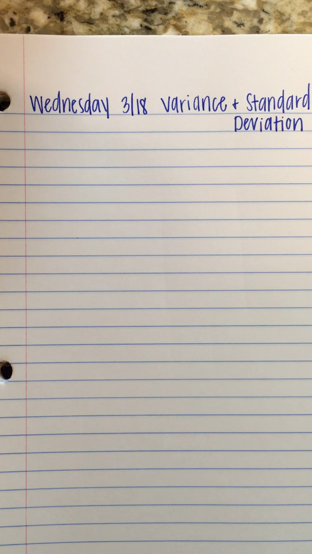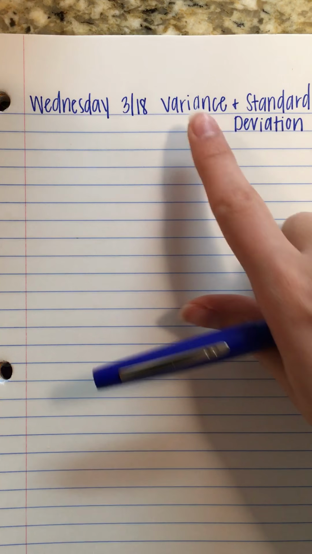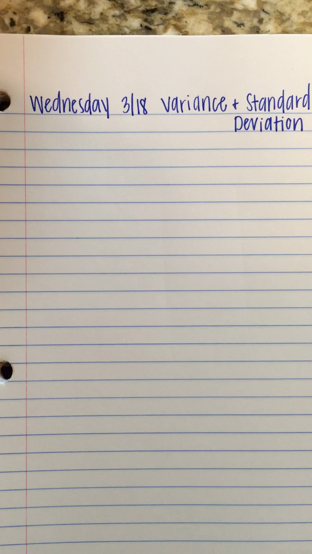So continuing on with our data and statistics, we're going to learn a different way to describe data. We're going to learn about variance and standard deviation. And if you know how to find the variance, to get the standard deviation, there's actually just one more little step. So it's not too bad, but you are going to see some symbols that you may not be familiar with. So just bear with me as I break it down.